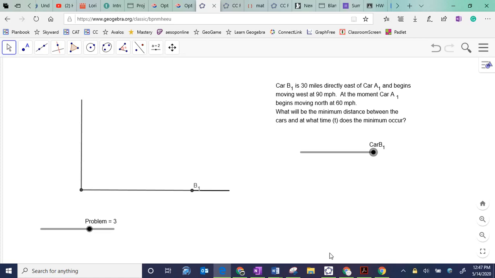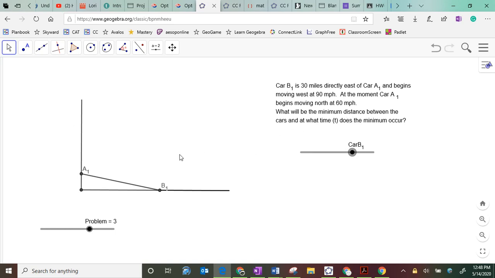Okay, so we're going to continue with optimization, and here's a word problem. We have a car B and a car A, and car B is 30 miles east of car A. If you look at this, here's car B, and it's the moment that car A begins to move 60 miles per hour. As car B is moving, so is car A. They're moving in different directions: B is going west, A is going north.